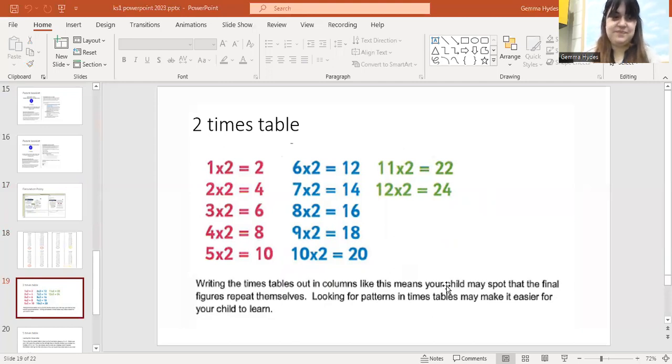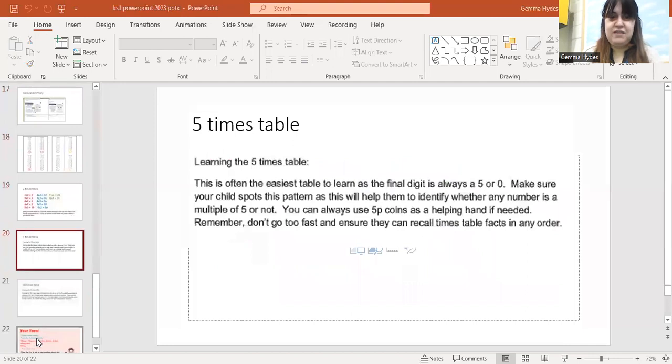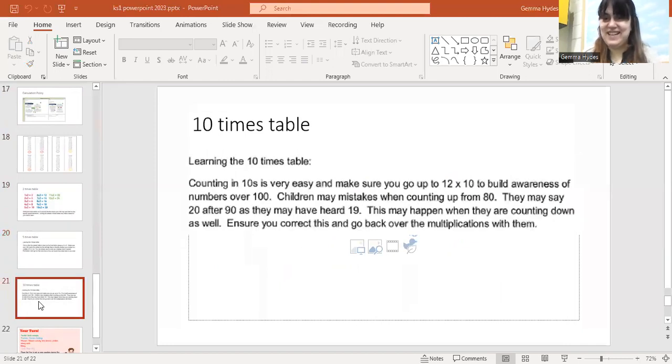They love this. For the 5 times table, teaching your child that the answer will always end in a 5 and a 0 is the big clue. And then for the 10 times table, nice and easy, they all end in 0. So lots of repetition, lots of counting, Hit the Button, as I say, and Times Table Rock Stars are fantastic resources. So that's the end of our presentation.